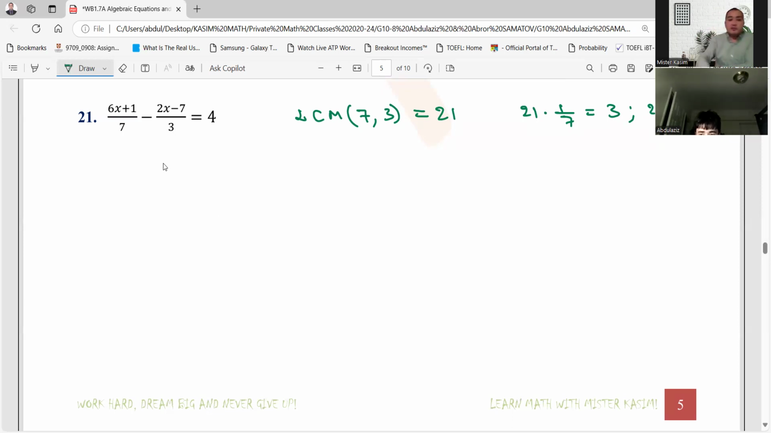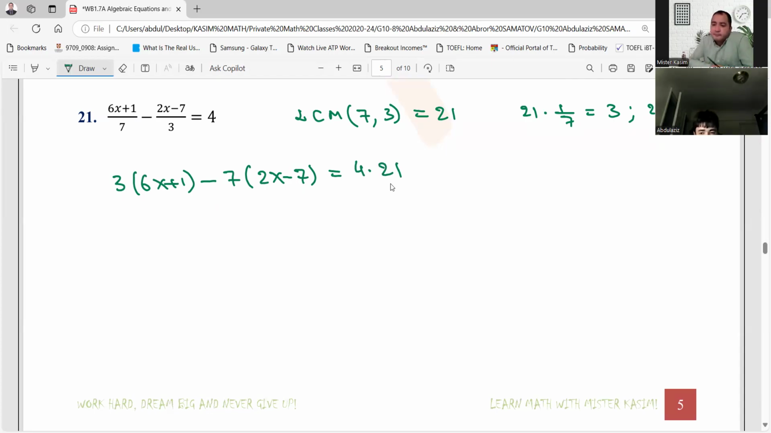And now if you multiply everything by 21, I have here 21 over 7, that is 3, times 6x plus 1. Minus, here we have 7, in parentheses, 2x minus 7. On the right-hand side, 4 times 21, right? Okay, that's it. Now we actually expand this. Can you expand the left-hand side?